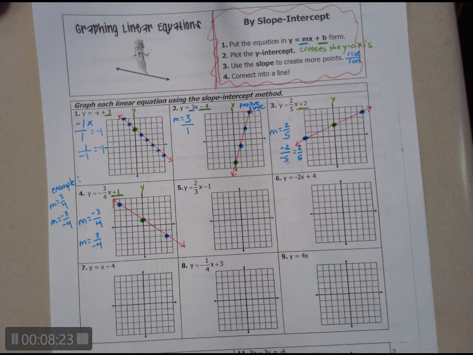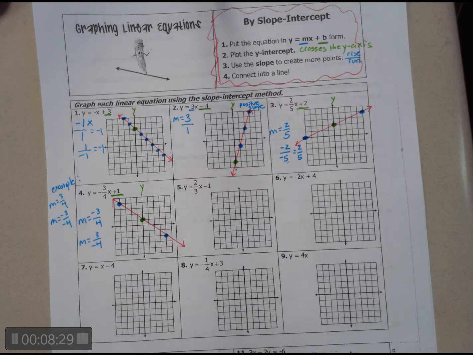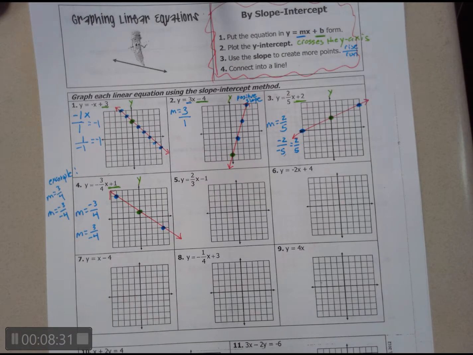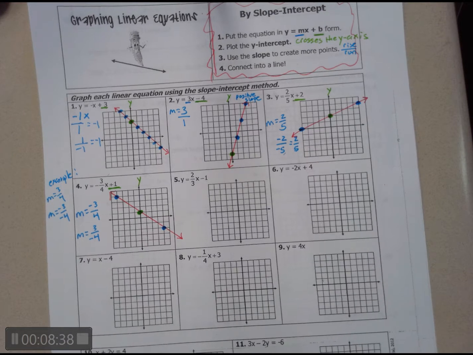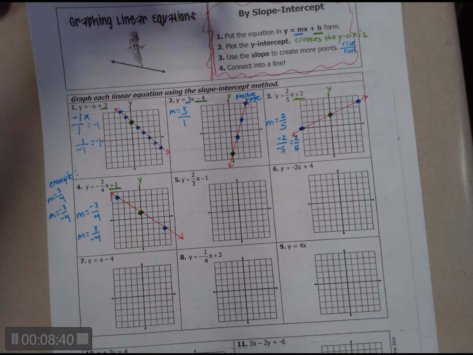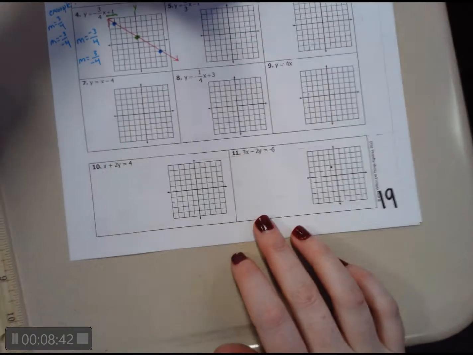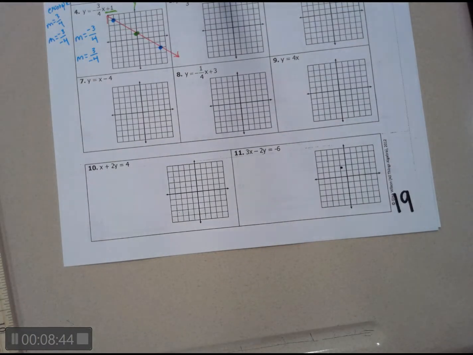Alright, I want you guys to try 5 through 9. Okay? I believe in you guys. You can do it. Alrighty. So you should be pausing this video and trying 5 through 9. And when you come back, we're going to do 10 and 11. Okay. So hopefully you guys actually tried 5 through 9. And now we're going to do 10 and 11.